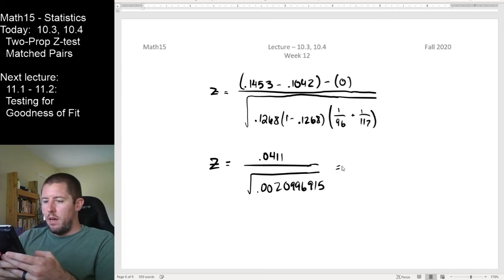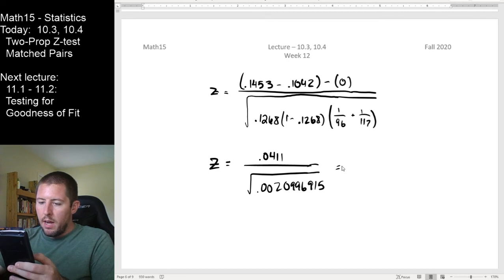And I'm going to get here, let's see, 0.0411 divided by the square root of that number I just got from my computation. And I'm getting 0.8969.